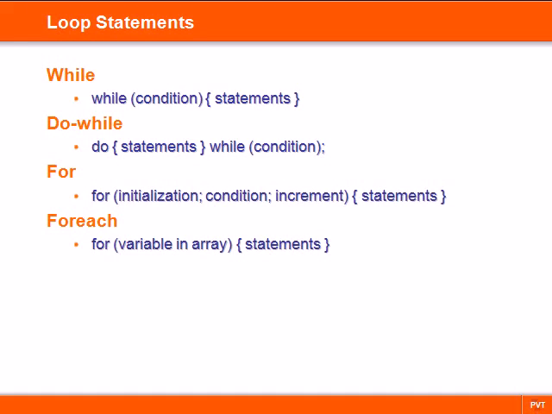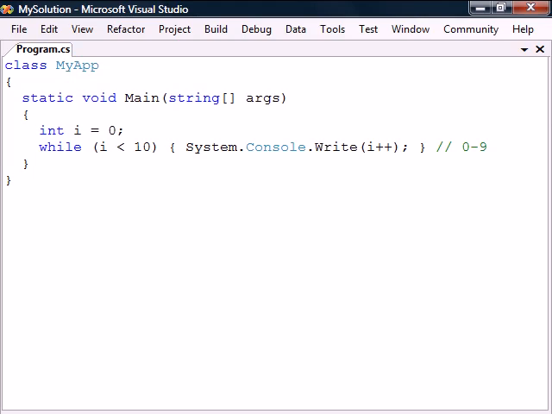In this section, we're going to cover the 4 looping structures in C#, all of which are used to execute a specific code block several times. The while loop runs through the code block only if its condition is true and will continue looping for as long as the condition remains true.